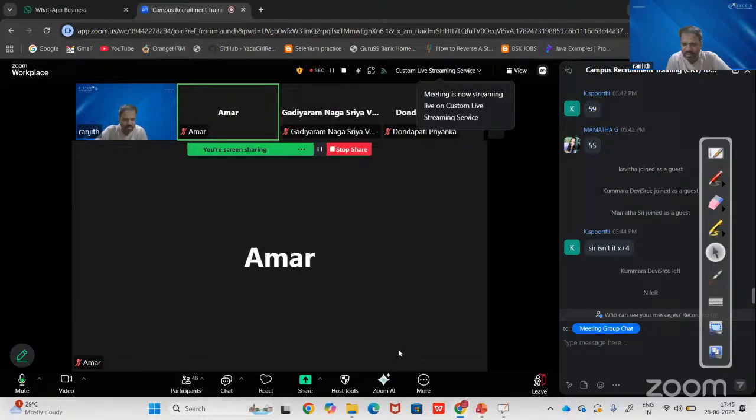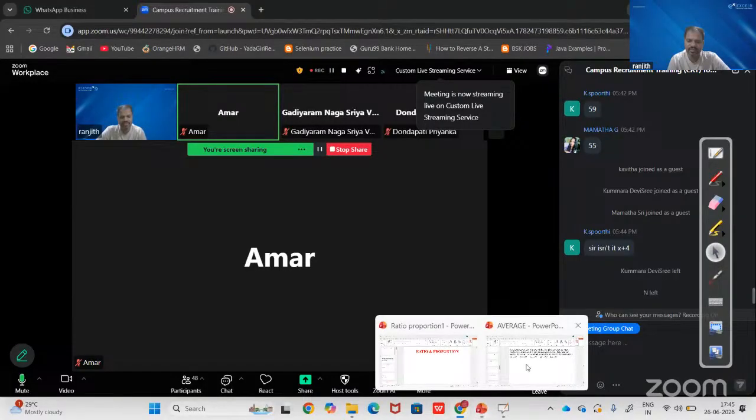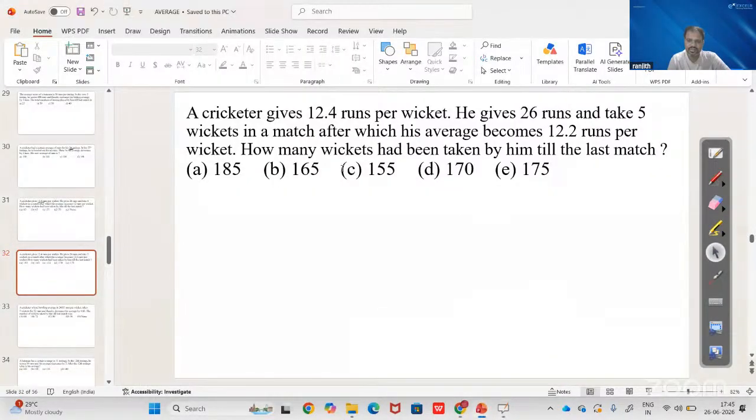Sir, it's not x plus 4. It's not x plus 4. So till the last match he has taken 55 wickets only. So how many wickets had he taken till the last match, not this match?